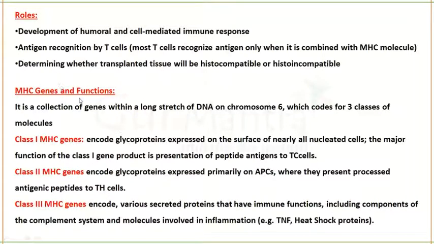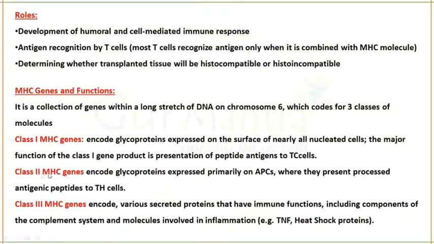So the MHC genes and functions, it is a collection of genes within a long stretch of DNA on the chromosome 6. So it will be a long stretch of DNA in chromosome 6 and has three classes. MHC class 1, this will encode glycoprotein that will be expressed on the surface of all the nucleated cells, which means the cells which will have nucleus. The major function of the class 1 gene product is the presentation of the antigen to the TC cells. So MHC1 will be presenting the antigens to the TC cells.